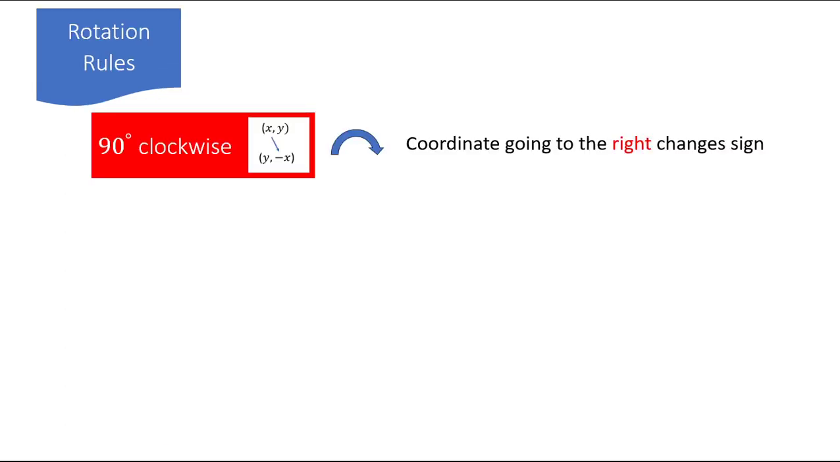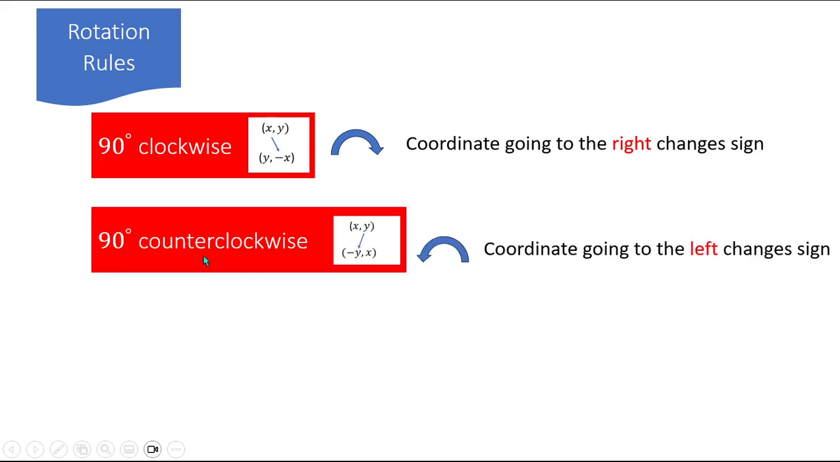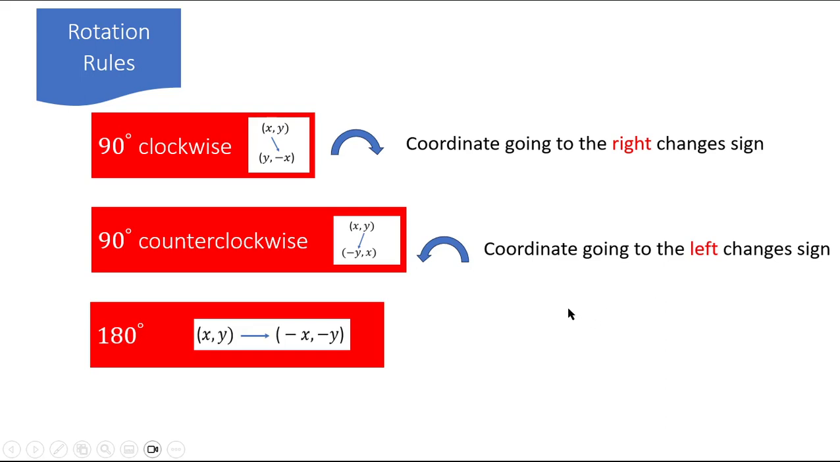Rotation rules. Here are very interesting, important rules to remember. If you're doing 90 degrees clockwise, x and y are going to change positions, but the coordinate going to the right, because you are doing 90 degrees clockwise, changes its sign. If you are doing 90 degrees counterclockwise, again, x and y change positions, but the coordinate that is going to the left changes sign. 180 degrees, that is really simple. (x, y) goes to (minus x, minus y).